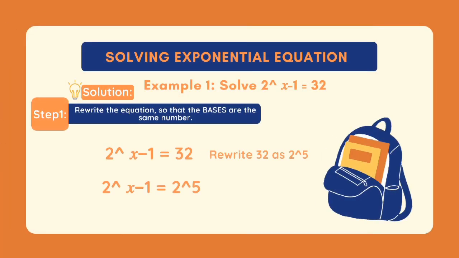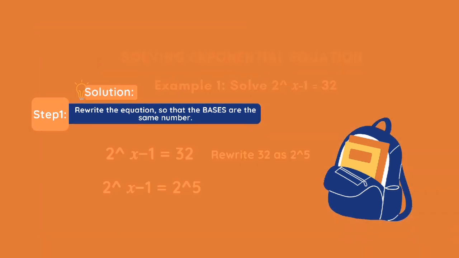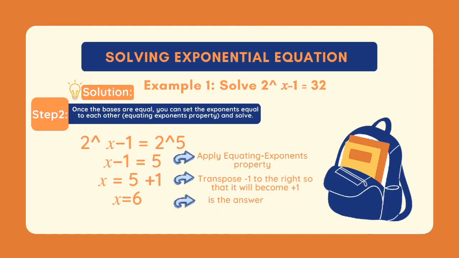Step 1. Rewrite the equation so that the bases are the same number. When we rewrite it, it will become 32 as 2 raised to 5. Step 2. Once the bases are equal, you can set the exponents equal to each other, using the equating exponent property, and solve. Our example is 2 raised to x minus 1 equals 2 raised to 5.